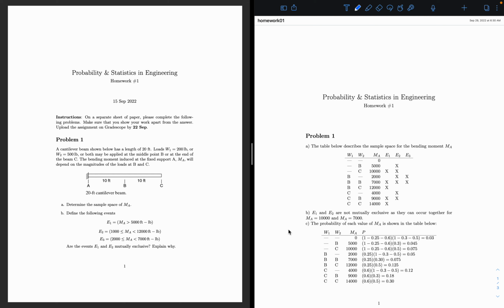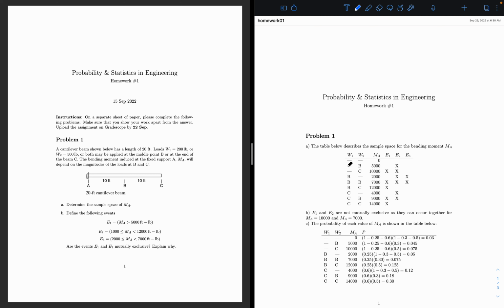In the homework, we have this beam shown here with a length of 20 feet with two different loads. We're being asked to find the sample space for the bending moment at point A. The sample space is all the possible outcomes in terms of values for the bending moment, which is the load times the distance, depending on what point each of the loads has been applied to.